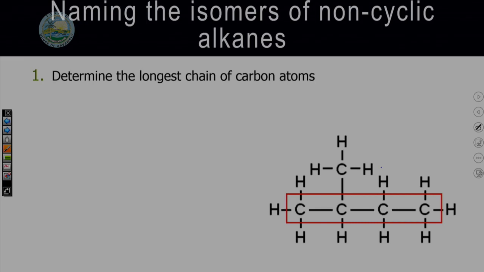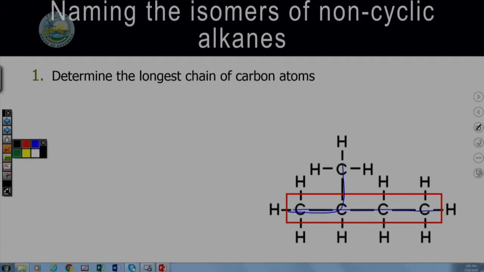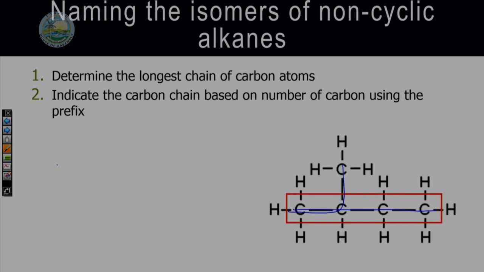We could have tried to go this way, but that would have been 1, 2, 3. And 3 is not the longest chain. The longest chain is 1, 2, 3, 4. As a result, we're going to focus on the longest chain. All right. Next we have to indicate the carbon chain based on the number of carbons using the prefix.